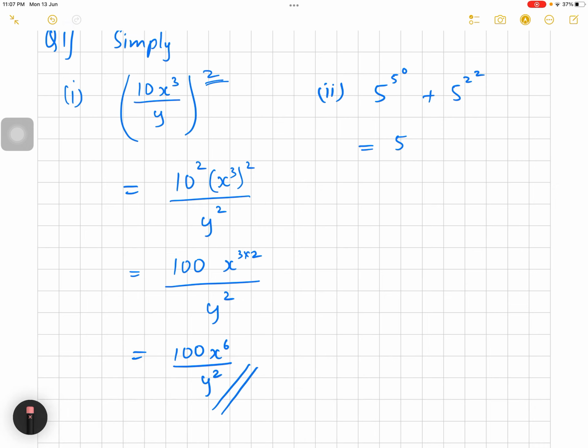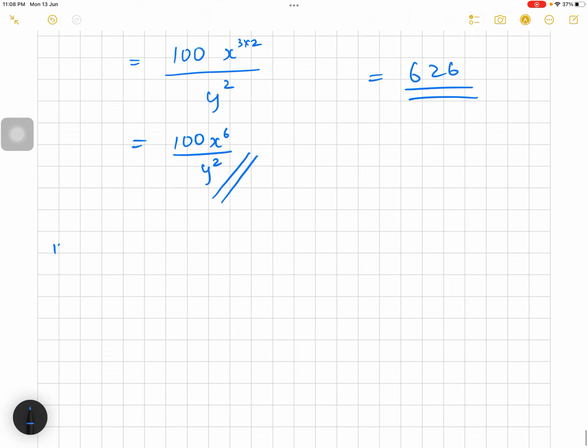So 5 raised to 5 into 0 plus 5 raised to 2 into 2, which is 5 raised to 0 plus 5 raised to 4. 5 raised to 0 is 1 plus 5 raised to 4 is 5 into 5 into 5 into 5, which is 625. So this is 626. Okay.